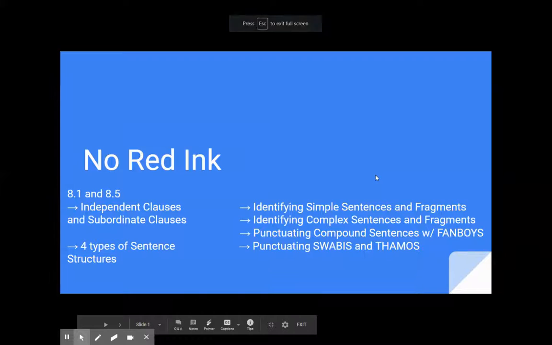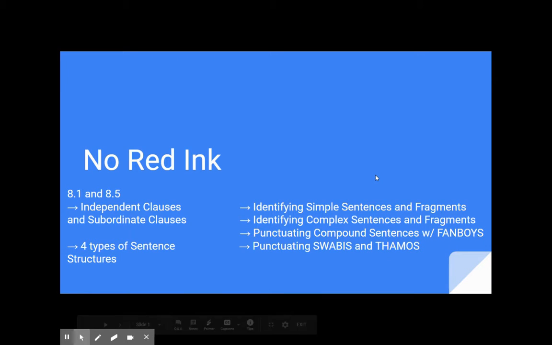All right, today's NoRedInk is going to have you look at the difference between an independent clause and a subordinate clause. And once you have mastered those, you're going to be looking at 4 different types of sentence structures. So your NoRedInk practice is having you identify simple sentences versus fragments, complex sentences versus fragments, and then they're really looking at how to punctuate those 4 different types of sentences.